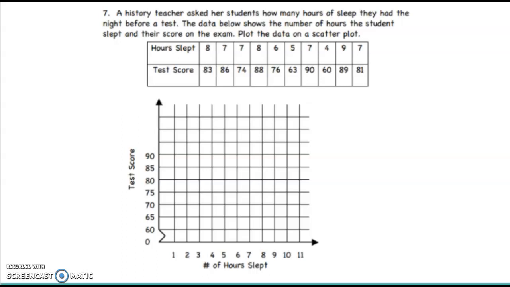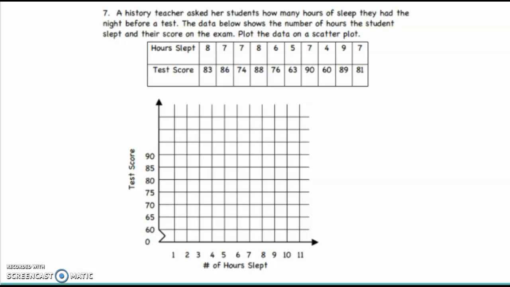We're going to continue with creating a scatter plot here. So I'm going to do this first one, and then I want you to try and create the scatter plot for the next one. Now, here we have a history teacher asked her students how many hours of sleep they had the night before the test. The data below shows the number of hours the students slept and their score on the exam. Plot the data on the scatter plot.